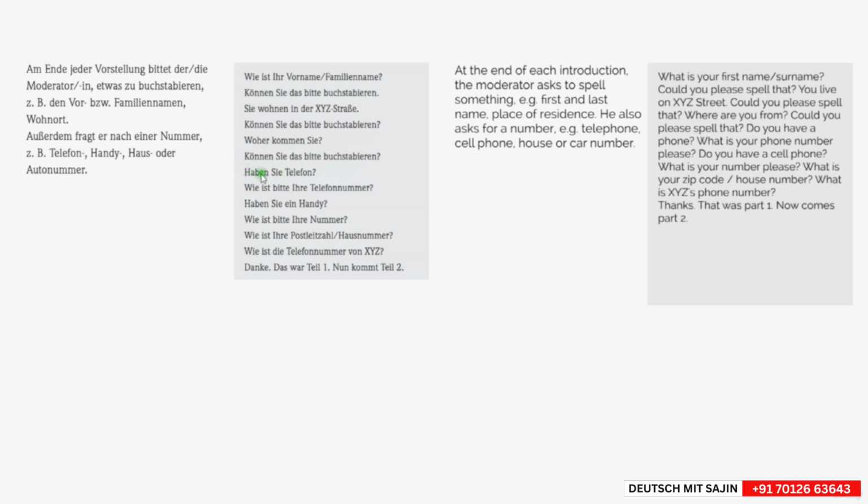So here, what is your name? Surname. Here in German, it is Vorname, Familienname. The Vorname is the first name. Familienname is the surname or last name. We also say Nachname. Können Sie das bitte buchstabieren? Can you please spell that? Wir wohnen in der XYZ-Straße. Können Sie das bitte buchstabieren? So you live in this and that street. Can you please spell your street?